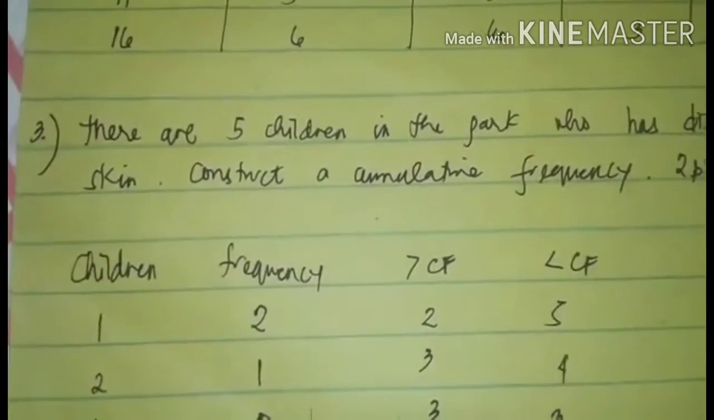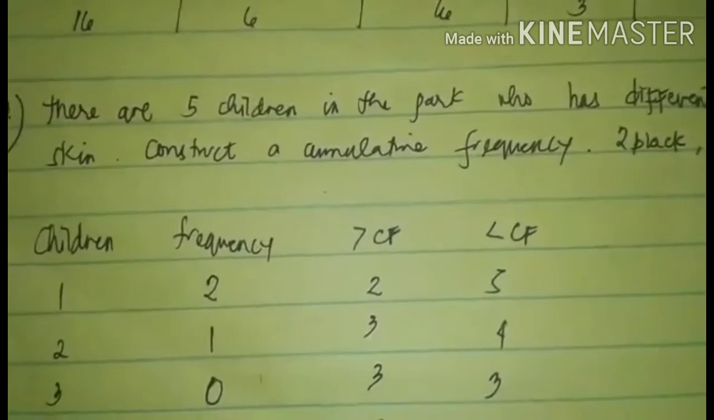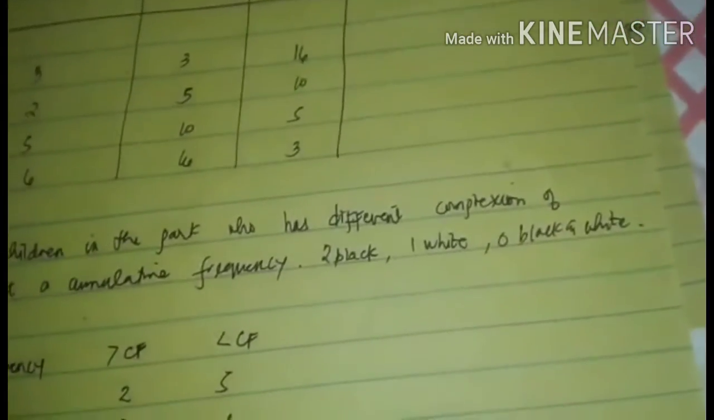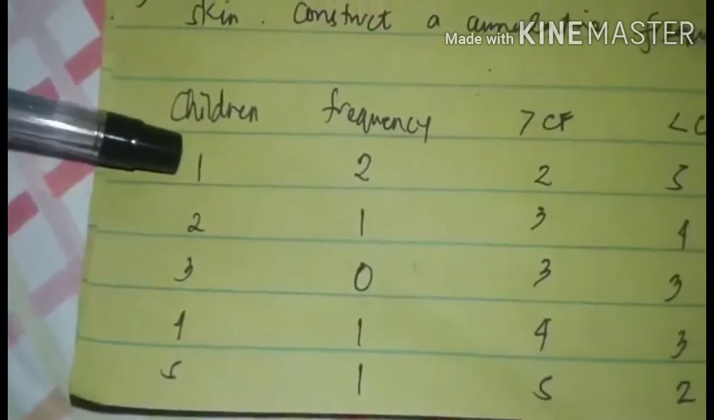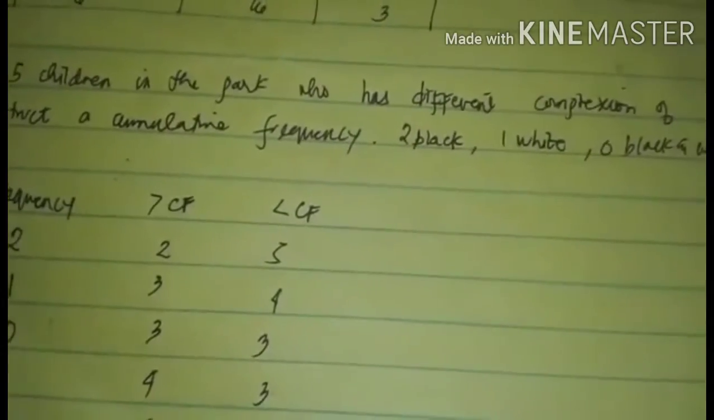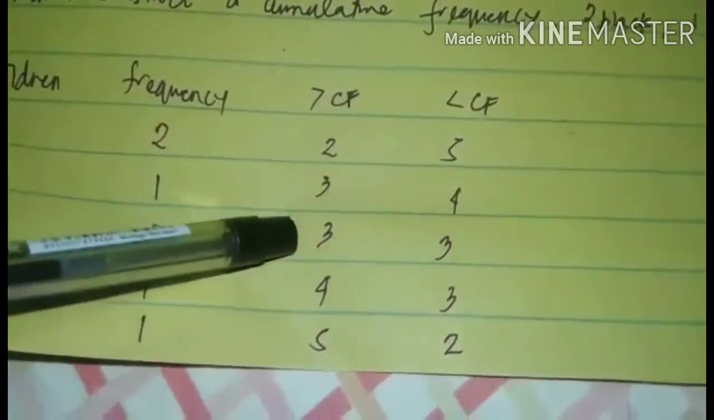For number 3, there are 5 children in the park who have different complexions of skin. Construct a cumulative frequency. 2 black, 1 white, and 0 black and white. So we have this 1 to 5 children frequency. For our less than cumulative frequency, we have 2 plus 1 is 3, 3, 3, 4, and the greater than cumulative frequency.